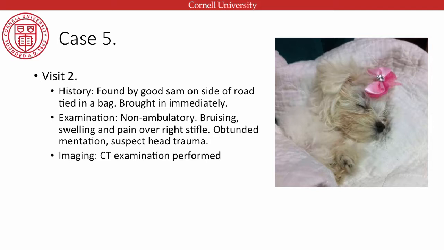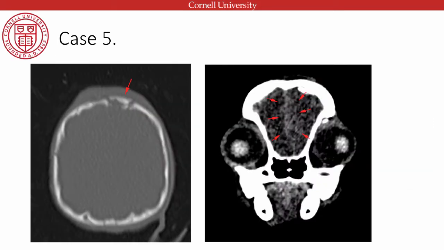So we performed CT examination. So what we did as a CT, just because that's going to tell us the most information about the skull and cranium and fractures present, but also give us information as to if there's an underlying brain hemorrhage going on.